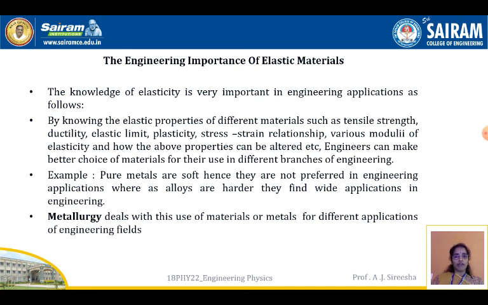For example, pure metals are very soft. If you see a pure gold bangle, it will be soft. But if you mix some other metal into it, it becomes strong and can be used for better applications, and its durability will be more. Hence pure metals are not preferred in engineering applications, whereas alloys are harder and find wide applications in engineering. Even iron, if you add some more material to it, becomes harder, like steel. Steel is nothing but an alloy. When you add some material to it, it becomes strong, so we can use it for better applications.